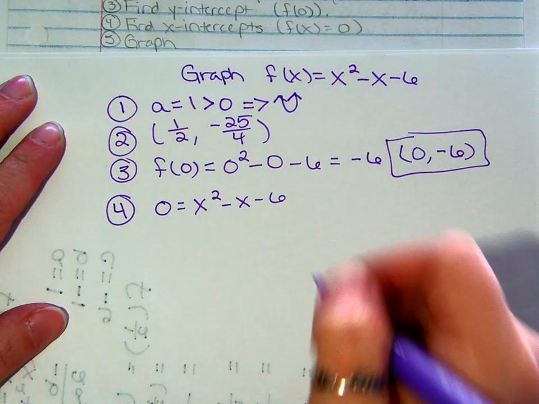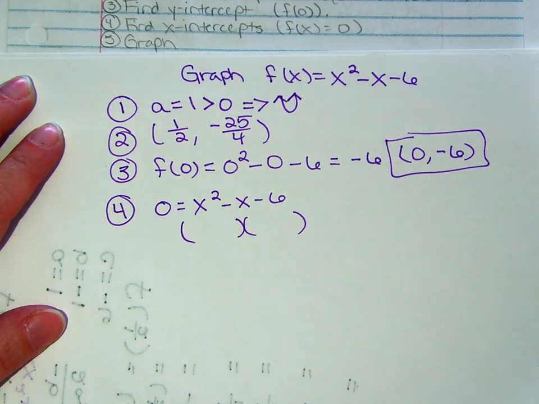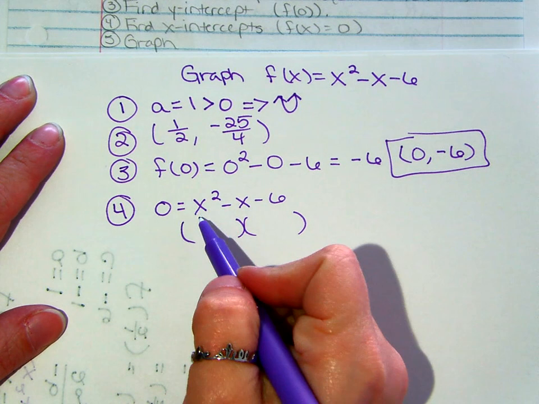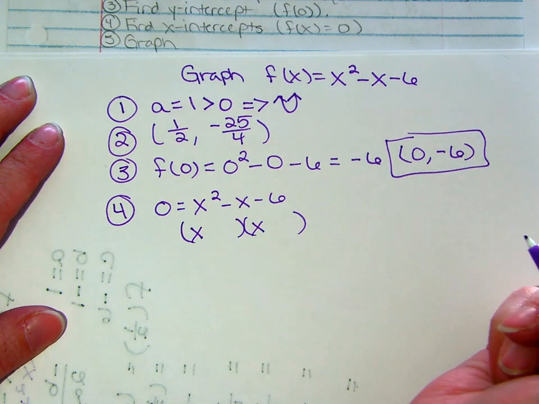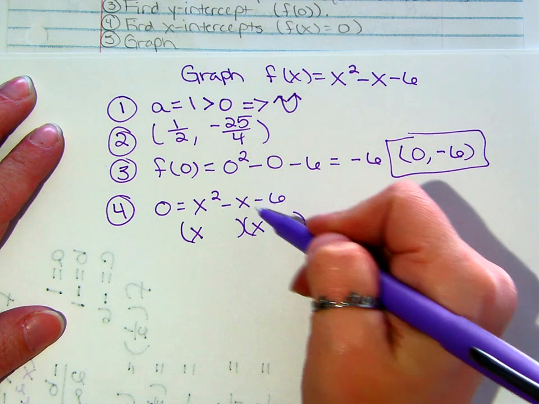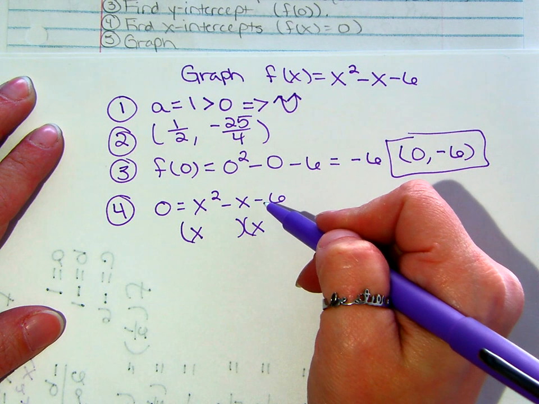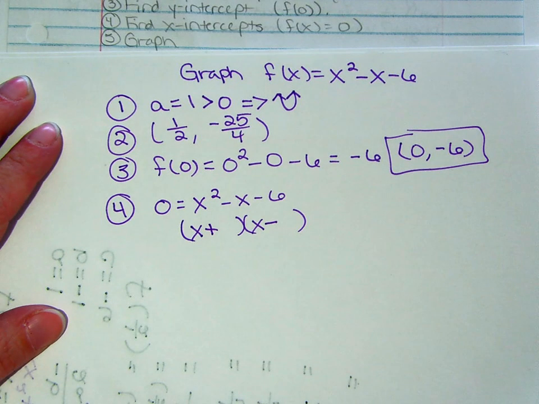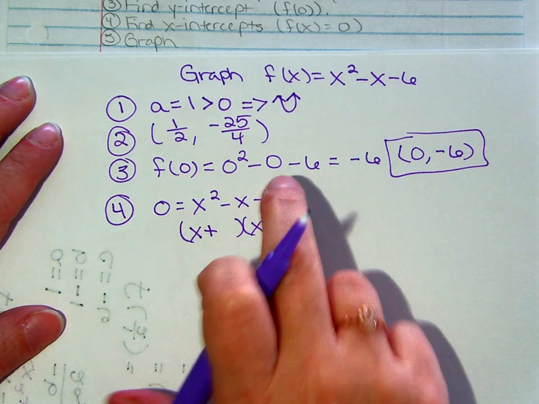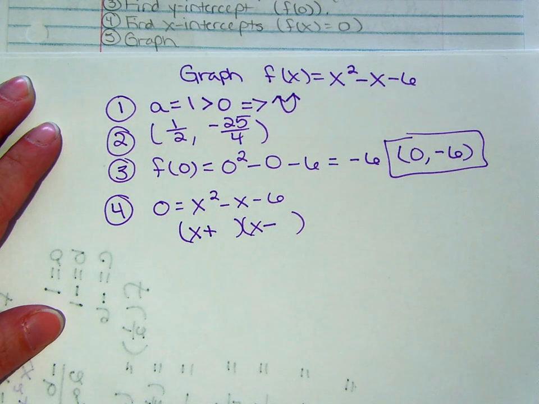Again, I have an x squared, so I know my first term will be an x and an x. Notice the sign in front of my c is negative. If it is negative, then I will have a plus and a minus. Always. If this one is negative, I'm going to have a plus and a minus. Now, I need to think of what times what will give me 6. There's 1 times 6 and 2 times 3.